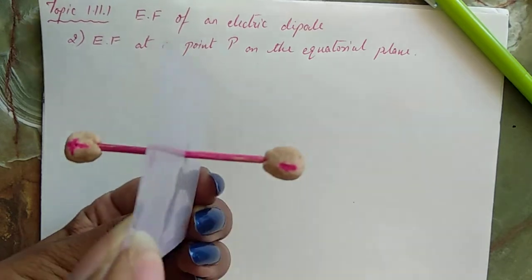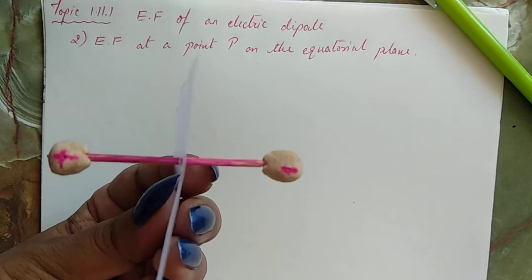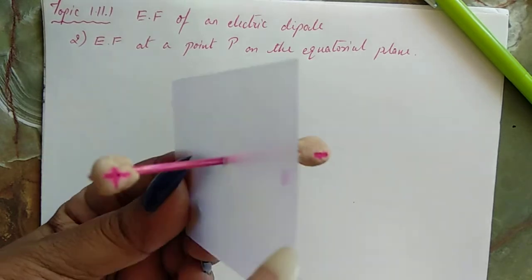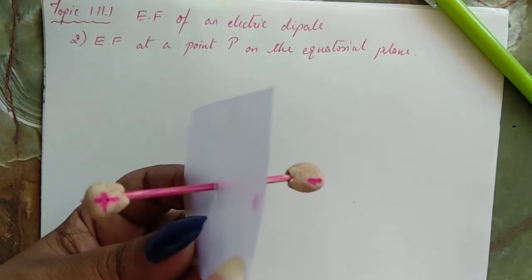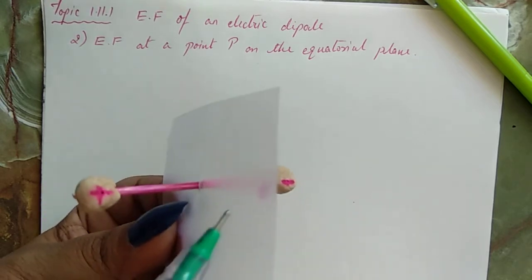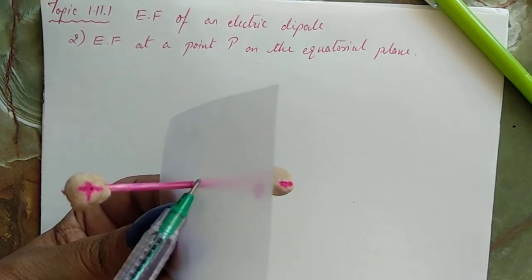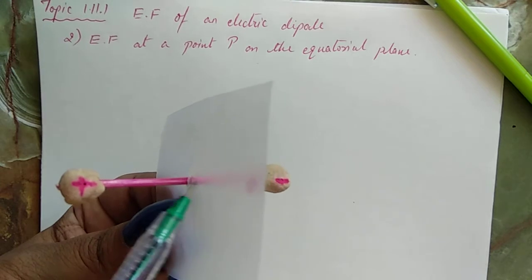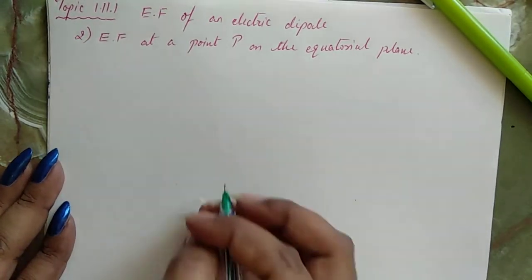If we have a plane like this which is passing through the center of the dipole and is perpendicular to the axis of the dipole, then such a plane is known as the equatorial plane. Now we wish to calculate electric field at a point on the equatorial plane somewhere here, which is at a distance r from the center of the dipole. So we'll draw the figure for that.